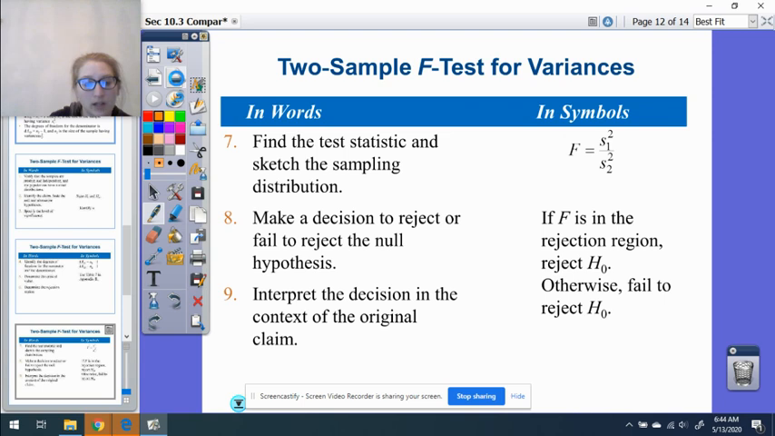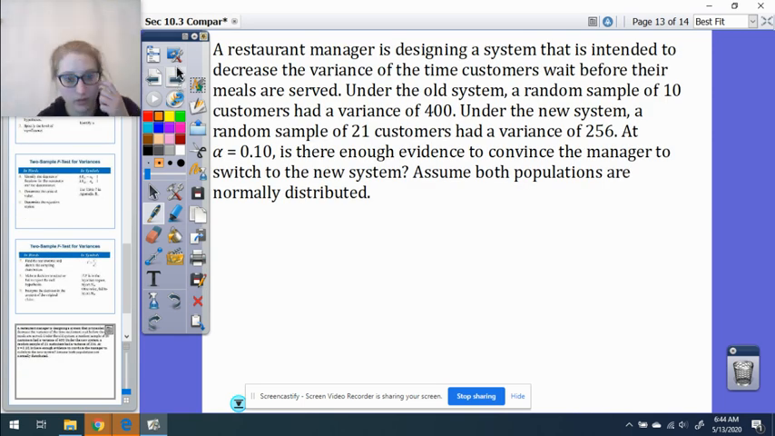I'm also going to make a second video to show you how to do this in the calculator as well. Okay, so we have a restaurant manager and he's designing a system to decrease the variance of time customers wait before their meals are served. Under the old system, a random sample of 10 customers had a variance of 400. Under the new system, a random sample of 21 customers had a variance of 256. At the alpha level of 0.10, is there enough evidence to convince the manager to switch to the new system? Assume your populations are both normally distributed.